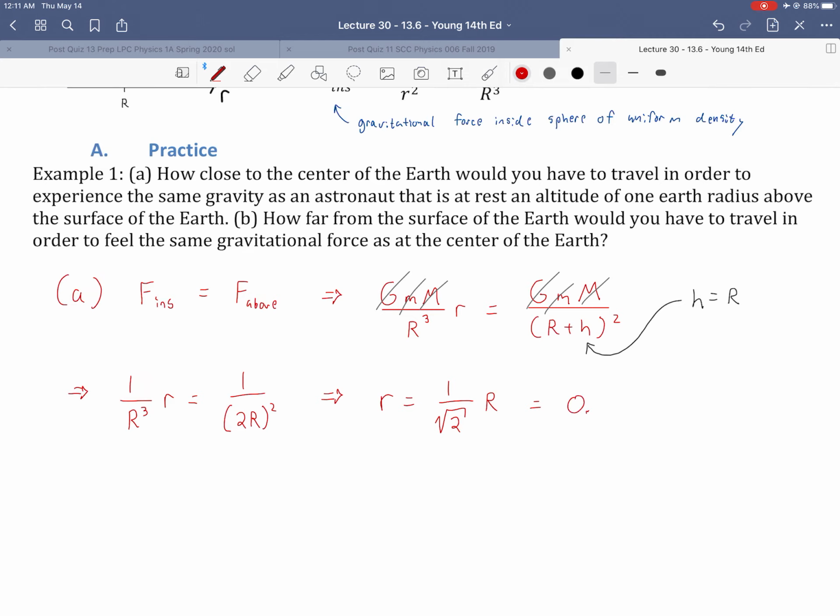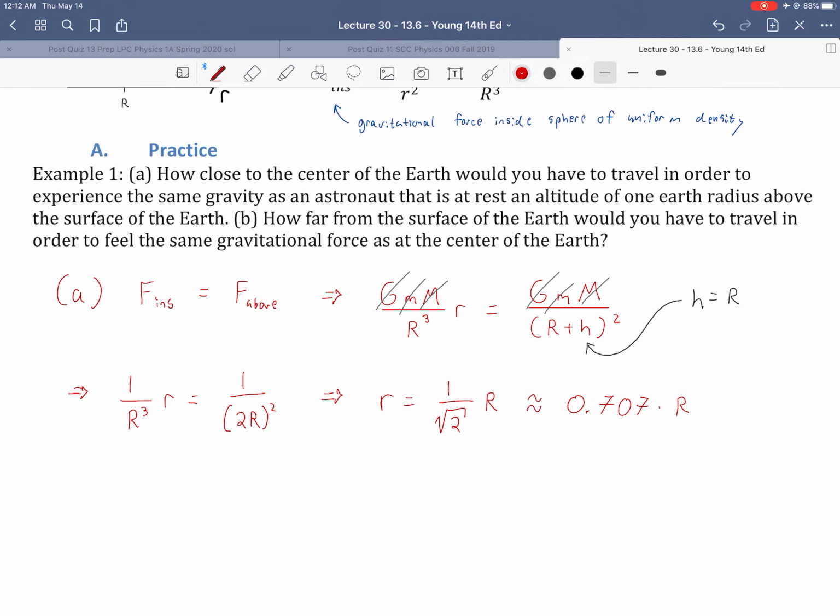All right, so yep, it ends up being 0.7. And there's no choice of sig figs here. So I'm just going to make that approximate because up to this point it was exact. So 0.707, it's kind of fun. All right, and then just times R. So you've got to be about 70.7% away from the center of the Earth.